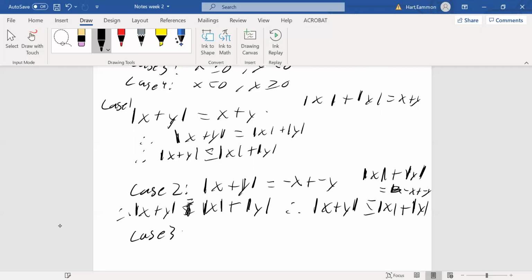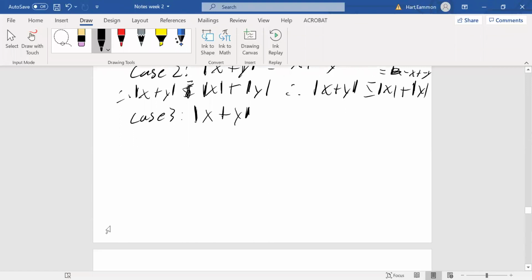Case 3, so this is the case where x is greater than or equal to 0 and y is less than 0. So in this case, we have the absolute value of x plus y. And this one we're actually going to have to break up into 2 subcases. So this one we have x greater than or equal to 0, y is less than 0.